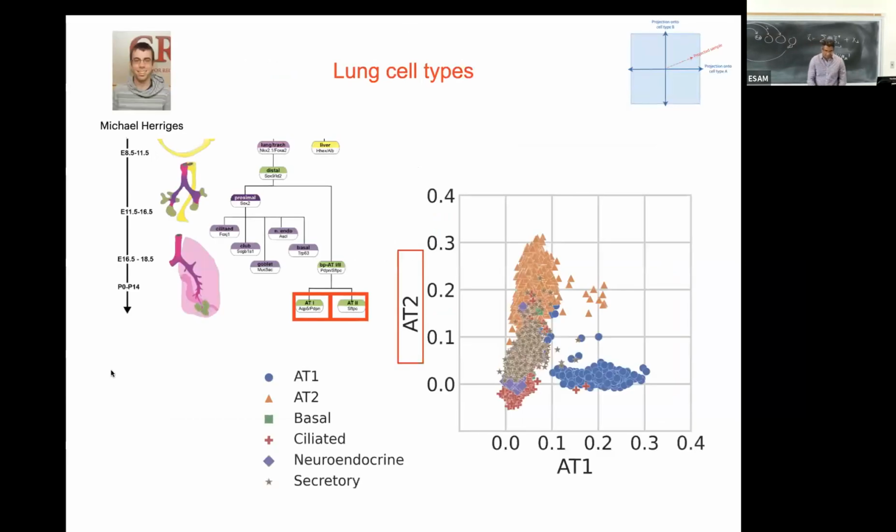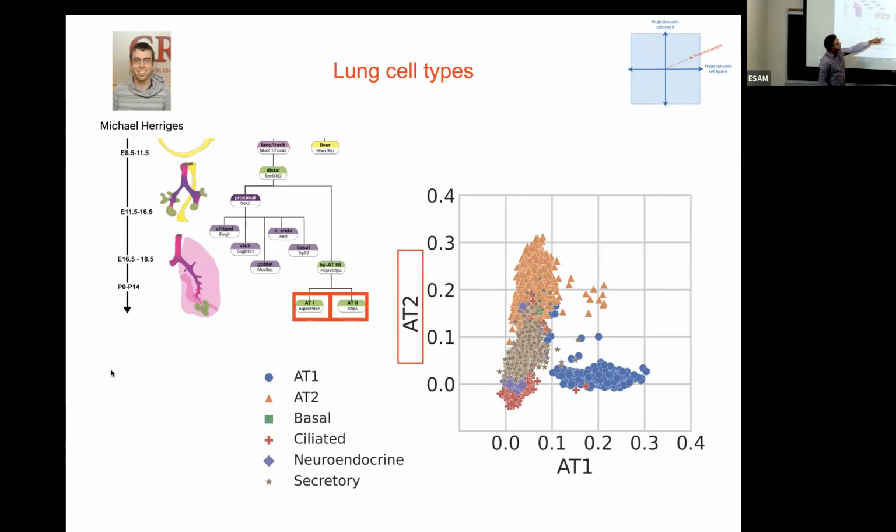So here's a very typical example from epithelial lung cells. What I've done is I've taken a bunch of single cells, and they correspond to these different cell types: AT1, AT2, basal, ciliated. It doesn't really matter. You should know that they're pretty closely related. AT1 and AT2 are almost the same cell type.